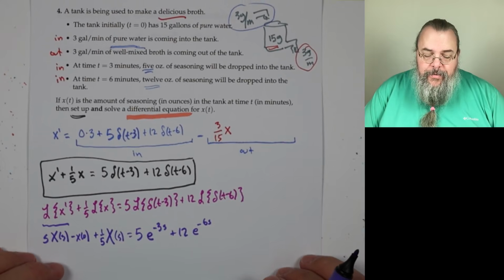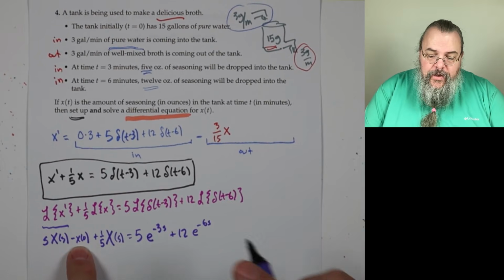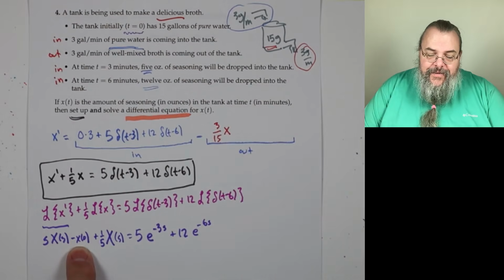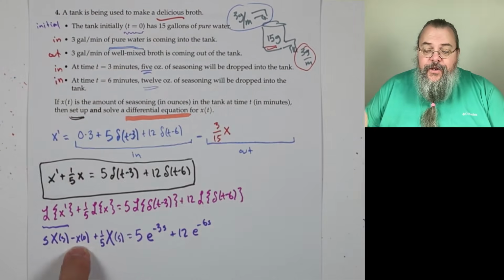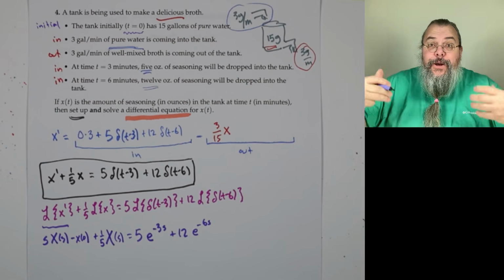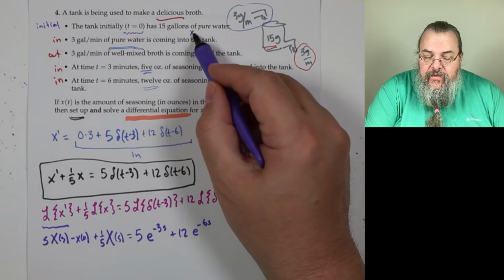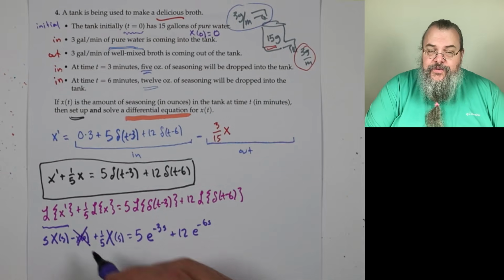Okay, let's see what we have. What can we say about x of 0? Well, we look for some initial information. So that's the initial. Okay, that's good. When we start out initially, it's pure water. So that's the way of saying x of 0 is 0. So that goes away.